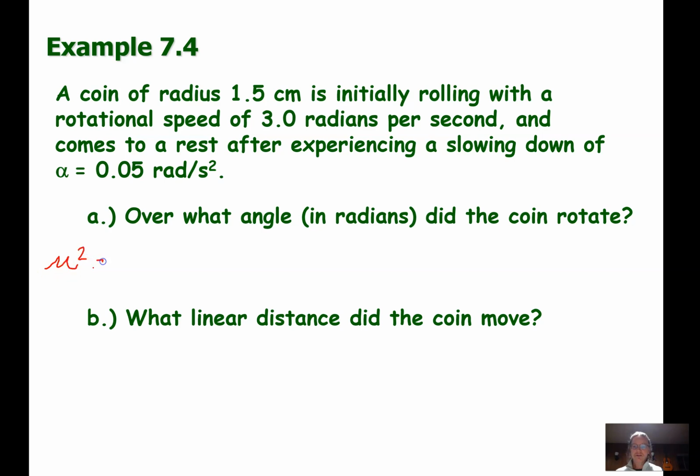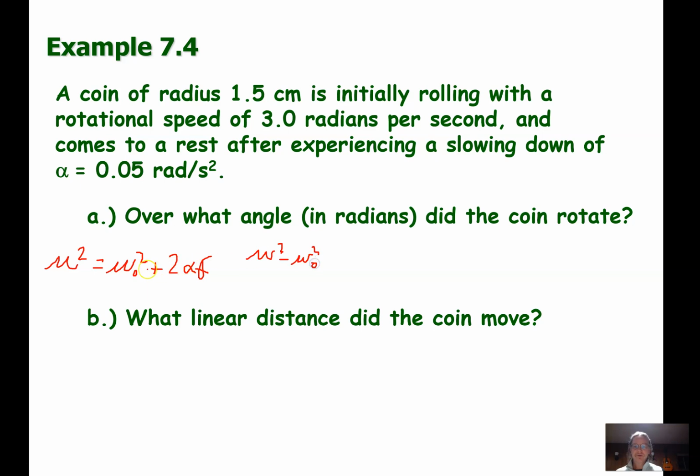Final angular velocity squared equals the initial angular velocity squared plus 2 alpha theta. Does that look familiar? Something like that? Alrighty, so what we're solving for is what again? Oh, this angle, theta.